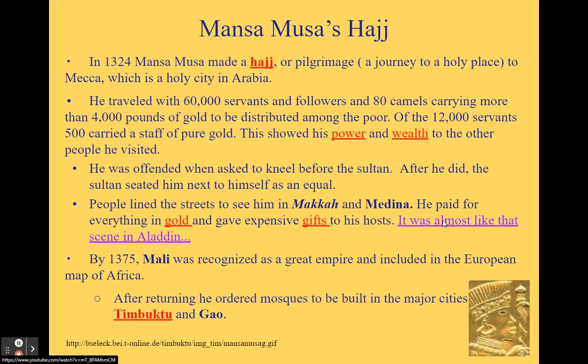Now, after he returned, he ordered mosques to be built in the major cities of Timbuktu and Gao. There were already mosques in the city of Djenné. He wanted them built in Timbuktu and Gao. We don't talk about Gao that much, but it was also a trade city.